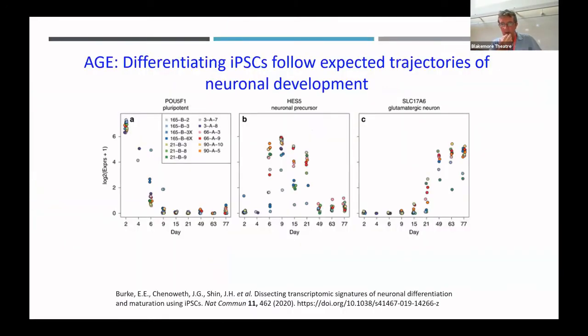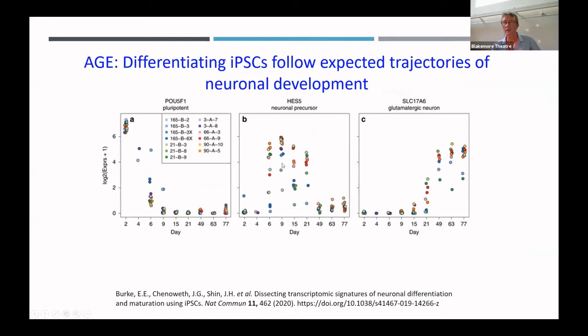So what about age, the final confound? If we look at the gene expression profile of cortical neurons developing from an iPSC, and we look at the marker of pluripotency of the induced pluripotent stem cell, then you can see it rapidly precipitates down after a few days to almost nothing as neural induction proceeds.